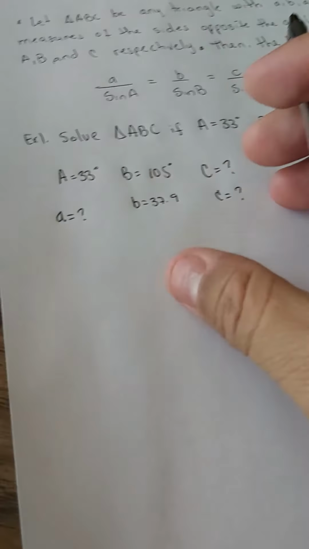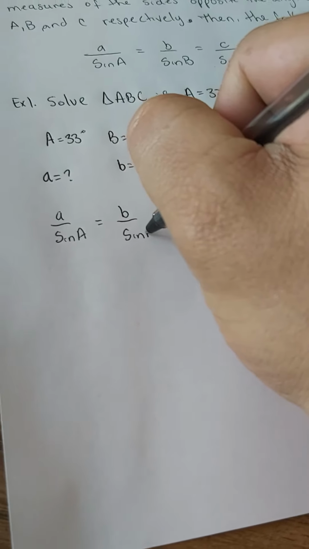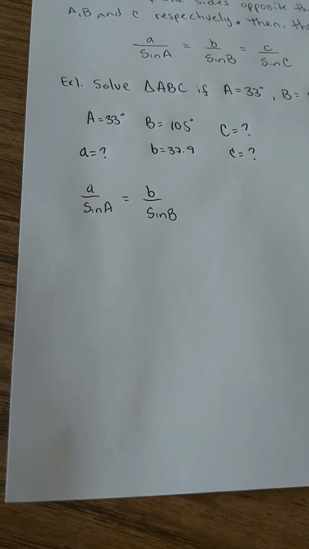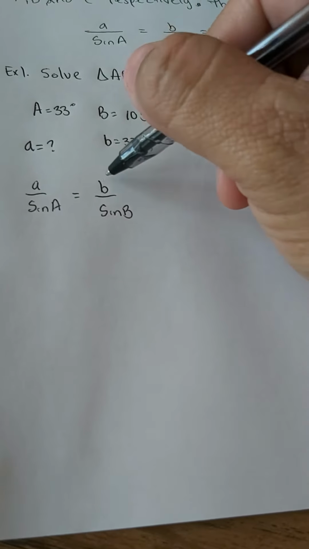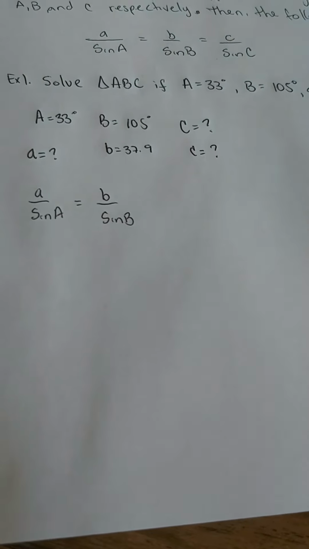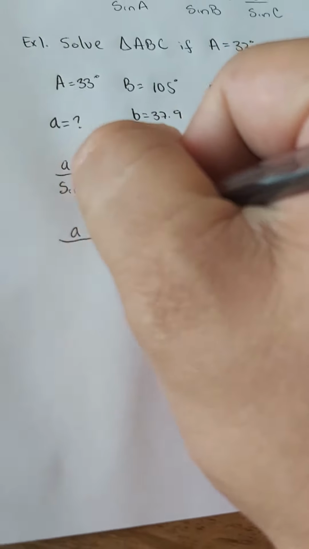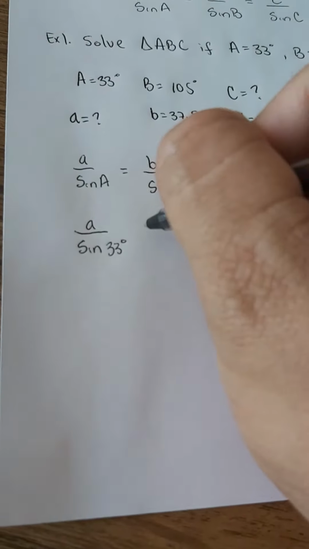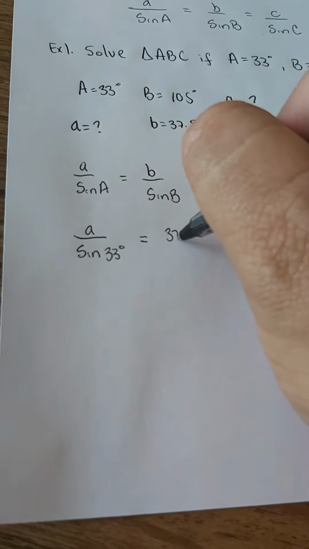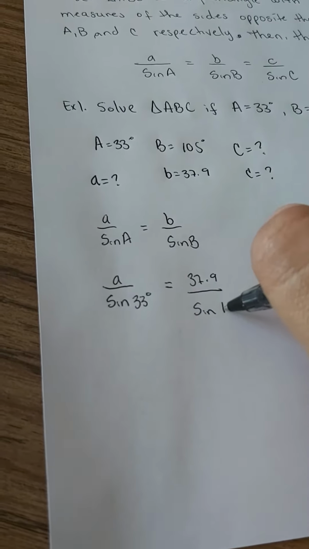Now, we can apply the law of sines, saying a over sine of A equals b over sine of B. Okay, why am I using this part? Because I know the value of side b and I know the angle B. So if we substitute, do we know the value of a? No. a over sine of angle A, 33 degrees, equals side b, 37.9, over sine of B, sine of 105.